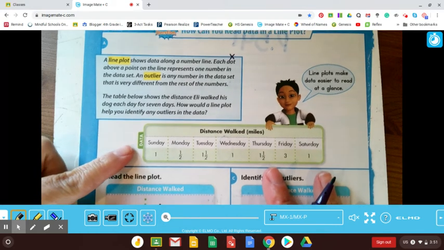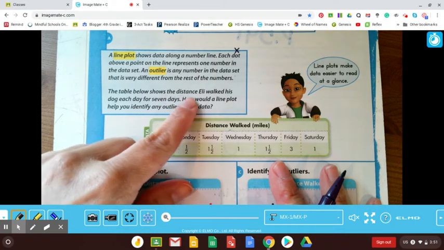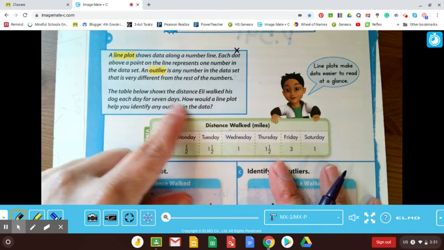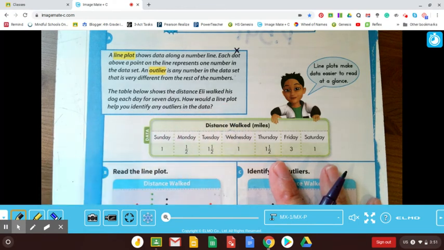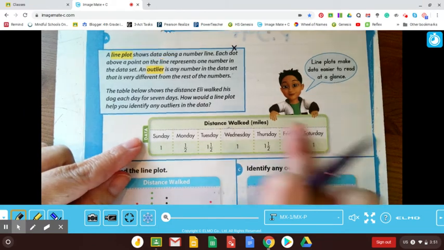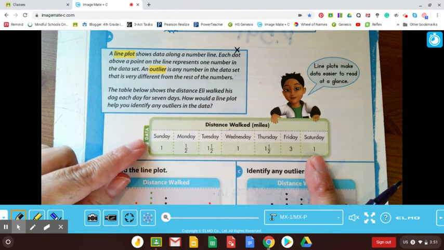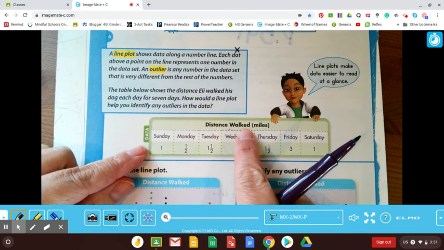Let's talk about Eli. It says the table below shows the distance Eli walked his dog each day for 7 days. How would a line plot help you identify any outliers in the data? Well, let me get a sense of what this data is all about. Before I even think about a line plot, I just want to look at it and really get it in my head. So it's the distance walked.